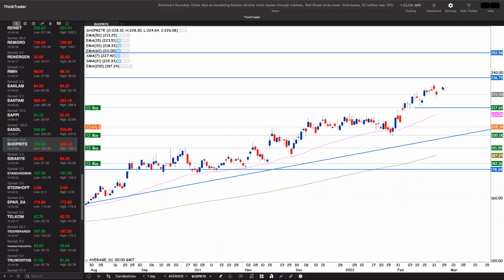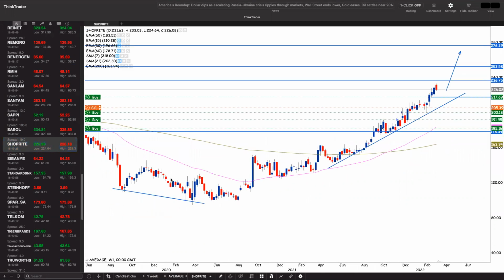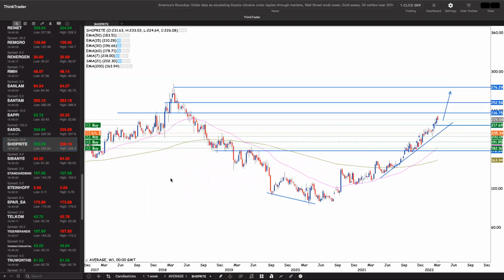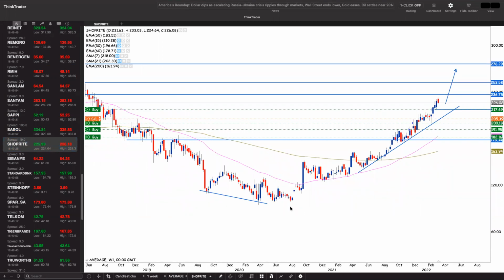I'm waiting for 336, and the reason for that, if you jump back to the weekly chart, is that the market respected that level quite a bit. So if you come back to about 336, add to the position.